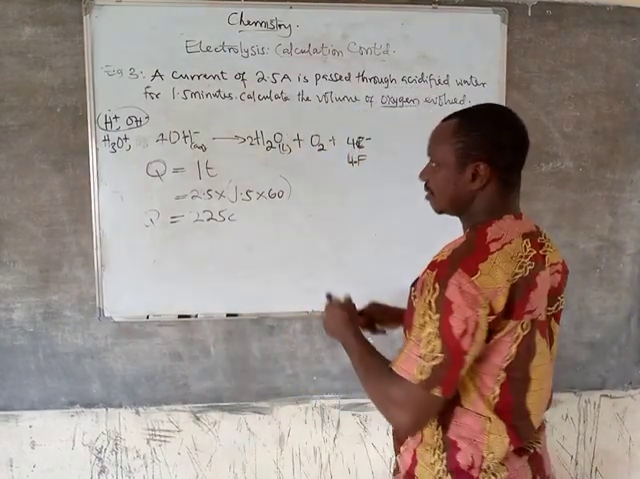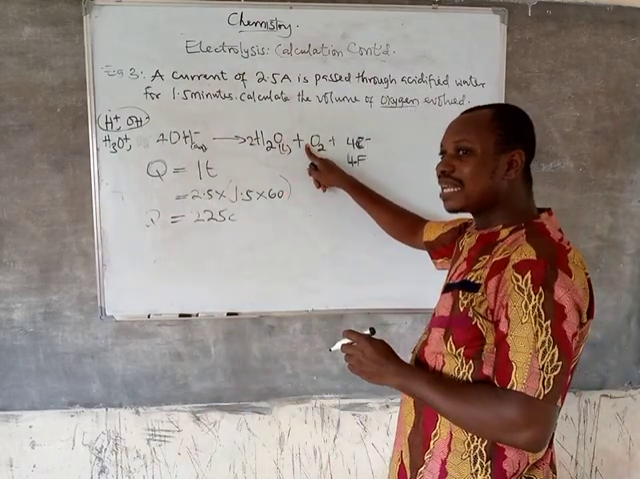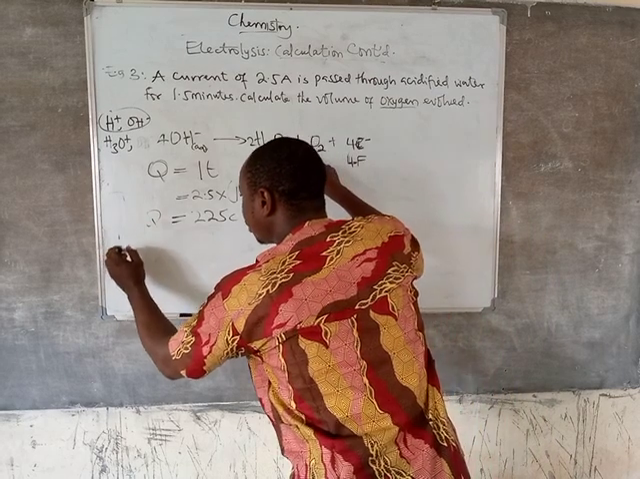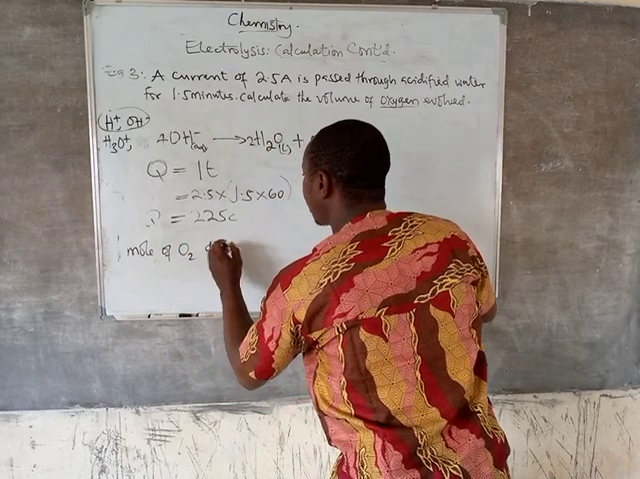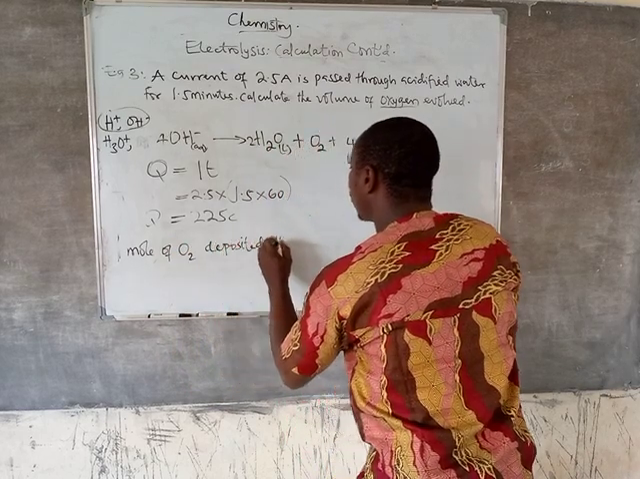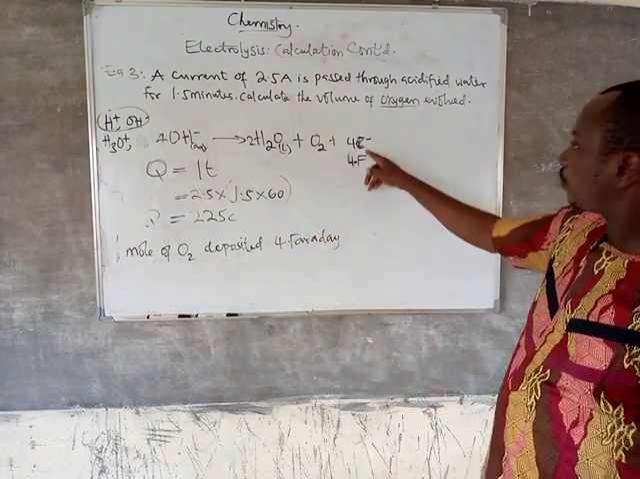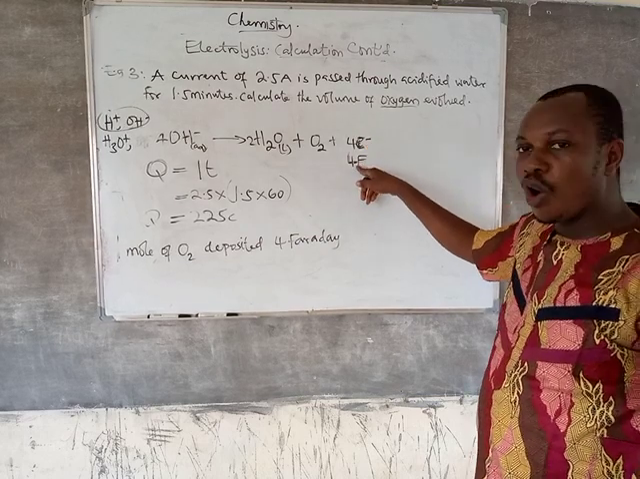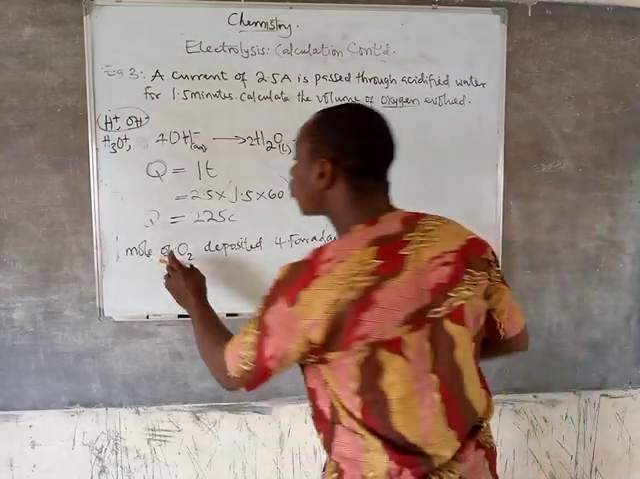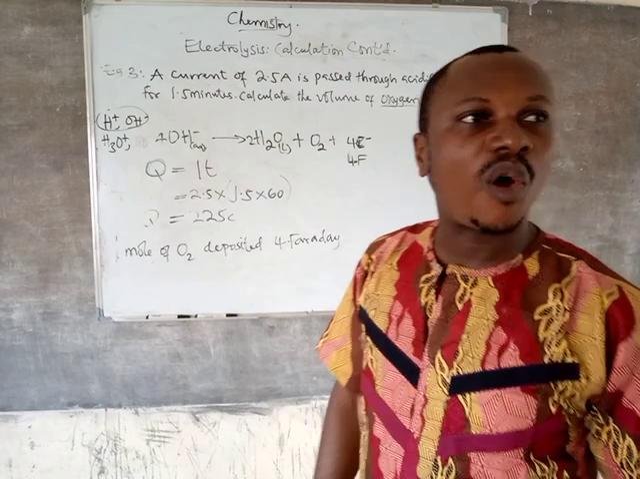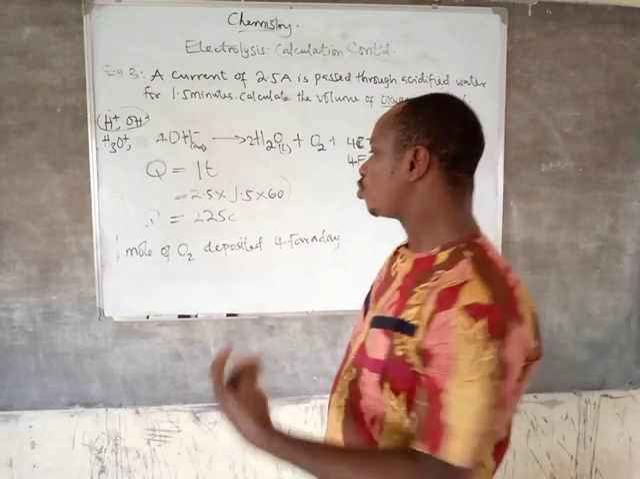Now, don't forget the equation here, which means 1 mole of oxygen is liberated. I like writing that in a simple sentence: 1 mole of oxygen is deposited by 4 Faraday of electricity. How is it 4 Faraday? Because 4 electrons is equivalent to 4 Faraday. Oxygen is a gas, and 1 mole of every gas at STP equals 22.4 dm3. You should know that very well.